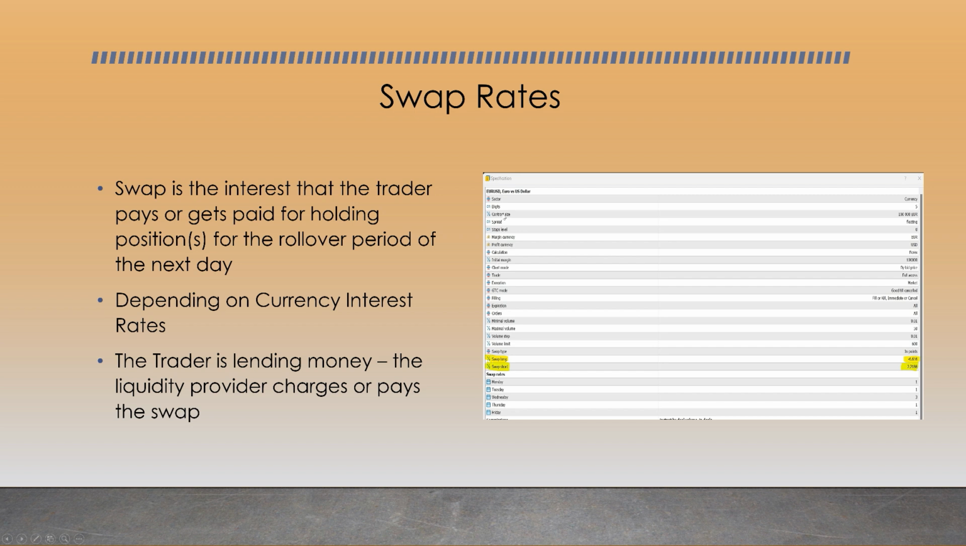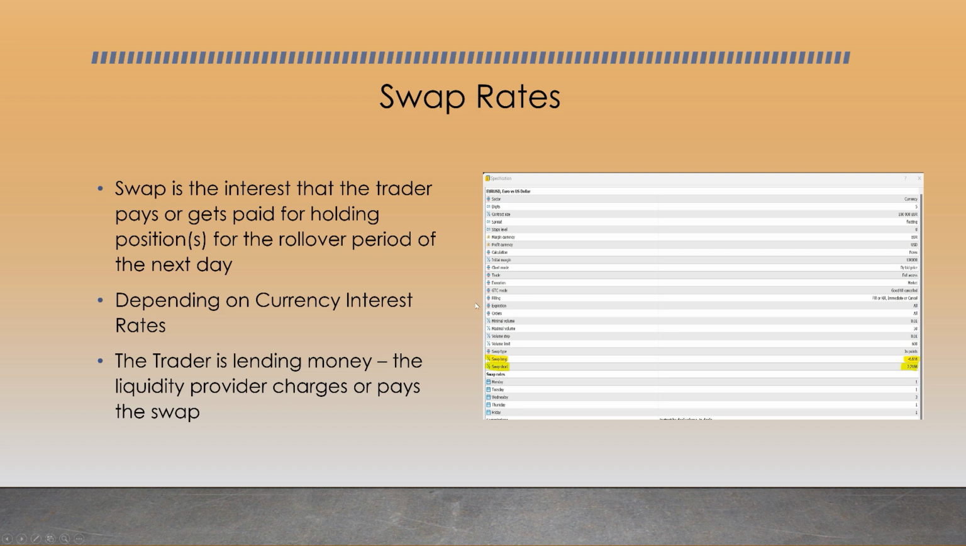Now let's see an example here from EUR/USD. I have highlighted swap long and swap short. Swap long means if we are buying EUR/USD and we hold this position for the rollover period of the next day, which is after 10 p.m. GMT time when the market closed, we will pay 6.616 for one lot of holding this position. And from the other side, if we are holding a sell position, swap short, we will make, in this case, 2.2186 euros for holding that position.